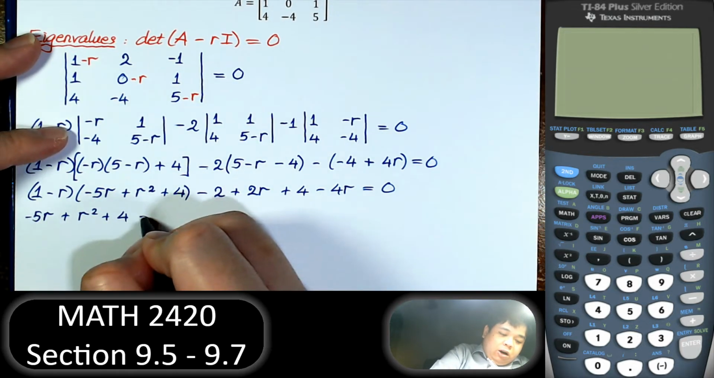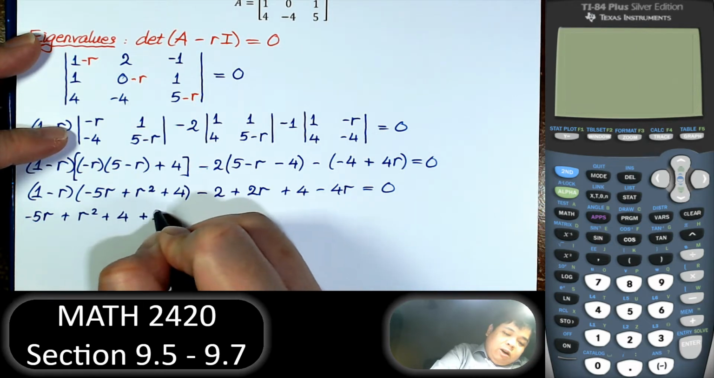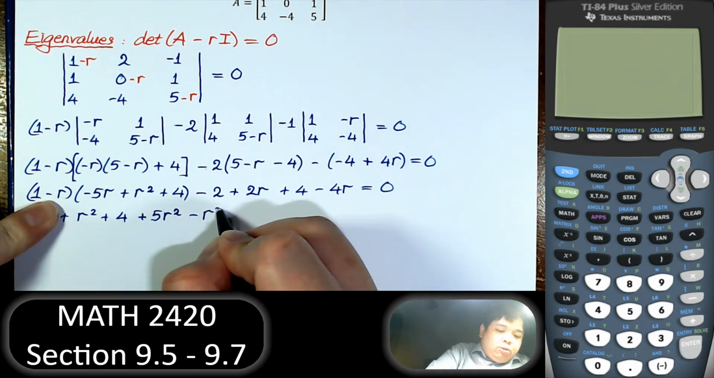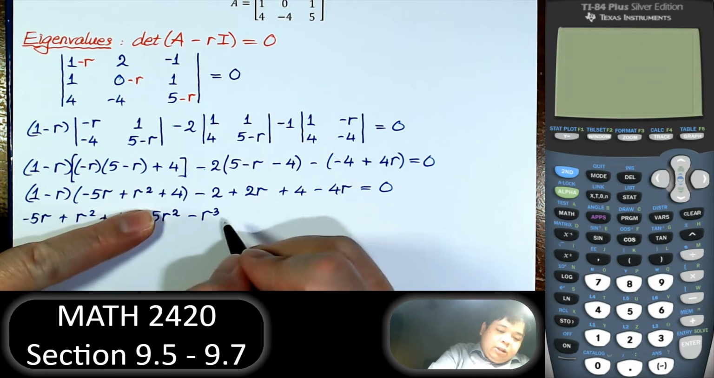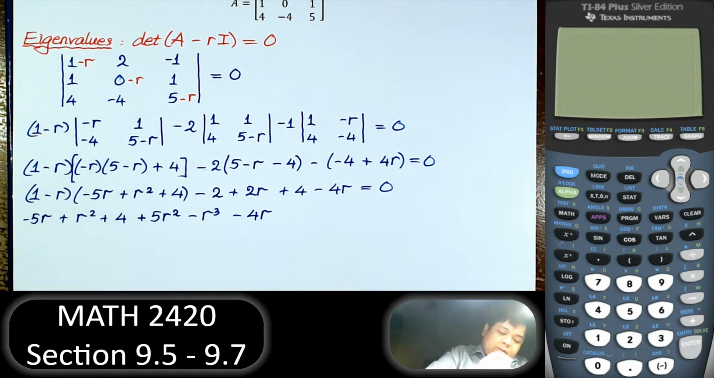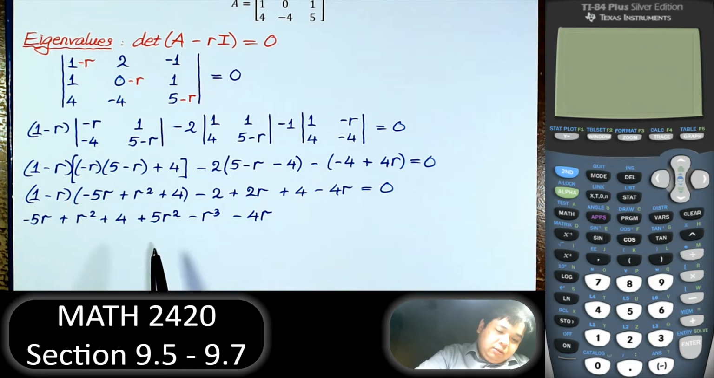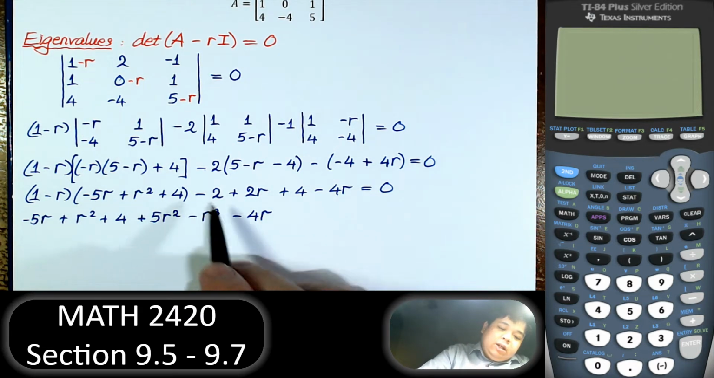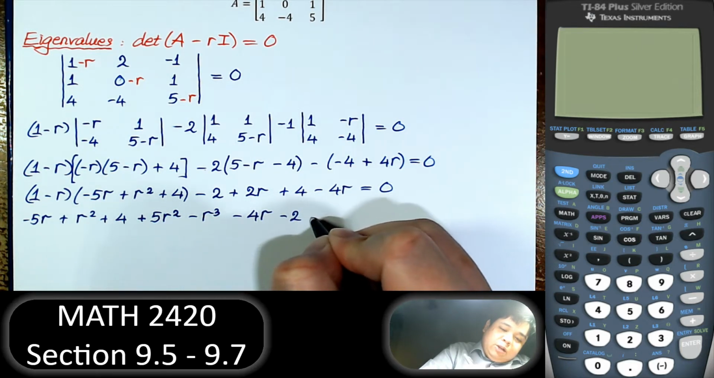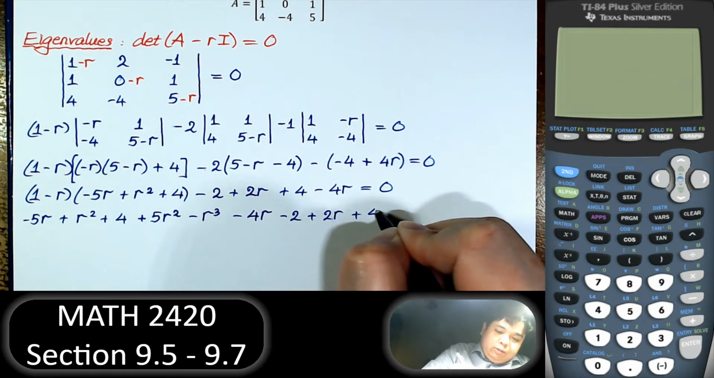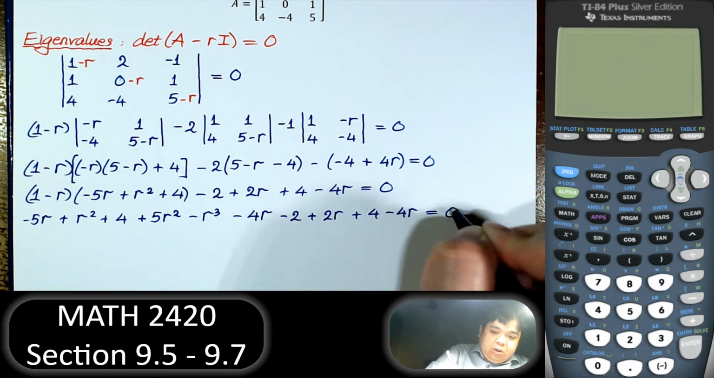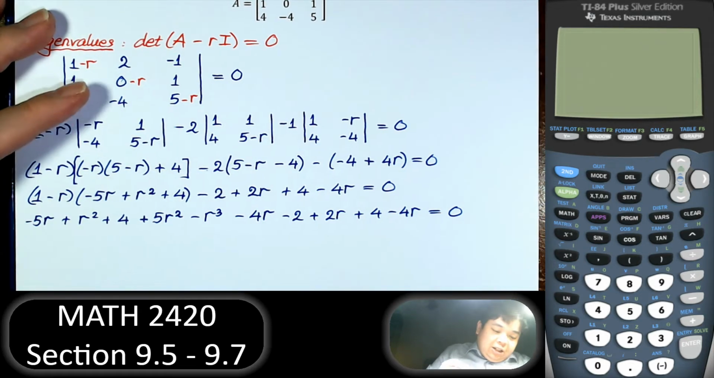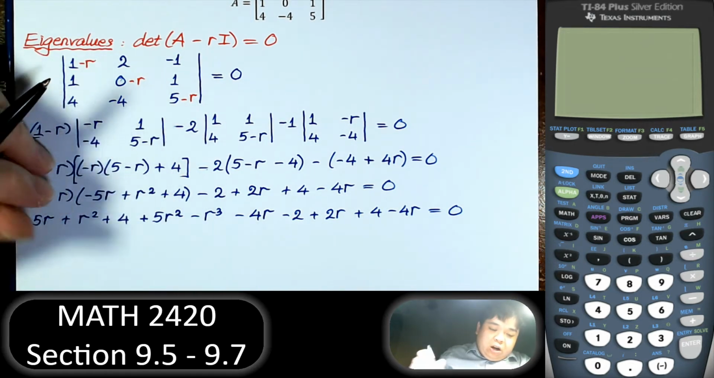Now multiply by negative r, so that plus 5r squared minus r cubed minus 4r, and then the rest, negative 2 plus 2r plus 4 minus 4r equal to 0. Hopefully I did not make any mistake yet. Right, r cubed, there's only one r cubed.